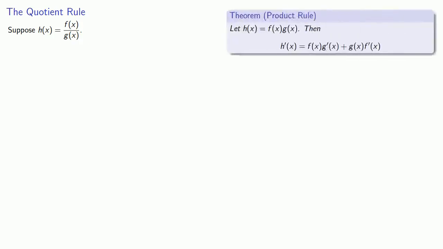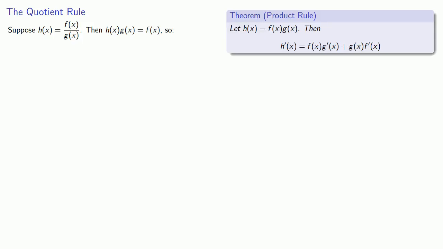What if we have a quotient of two functions? Again, if you have a hammer, every problem looks like a nail. In this case, we just got the hammer of the product rule. So let's rewrite our quotient as a product. And here, since h of x equals f of x over g of x, then cross-multiplying gives us h of x times g of x equals f of x.